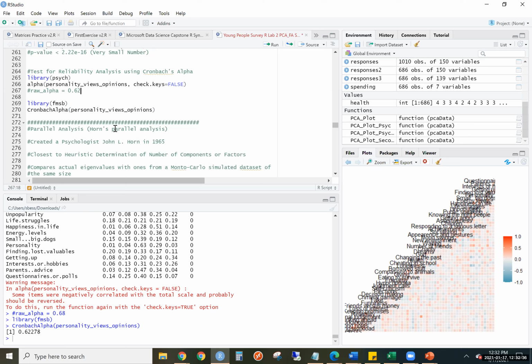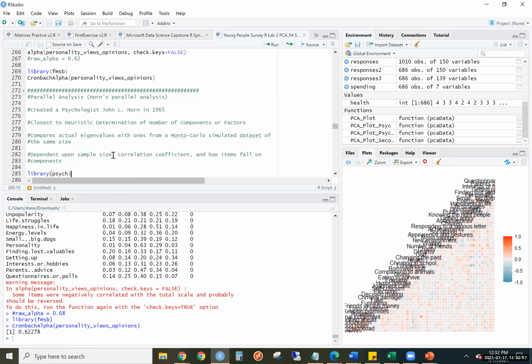Yeah, so there should be a correction here. This should be 0.62. So here we get that the Cronbach's alpha is 0.62. Now, while we typically like to have it above 0.7, in social sciences, for this type of survey, as long as it's 0.5 or above, it still would be considered okay. The word I forgot in the previous slide decks is parallel analysis.